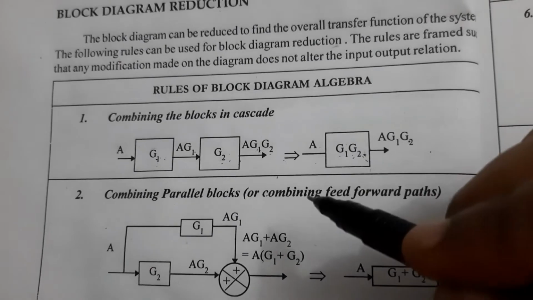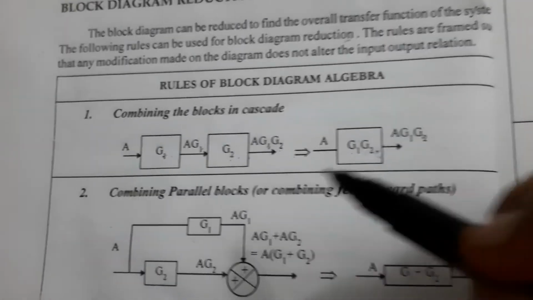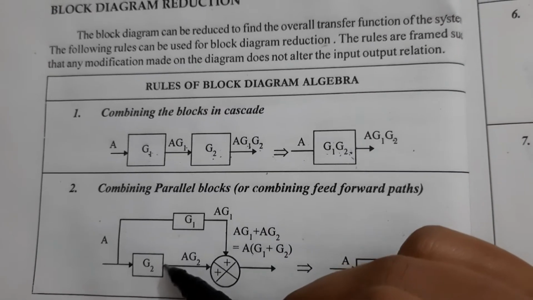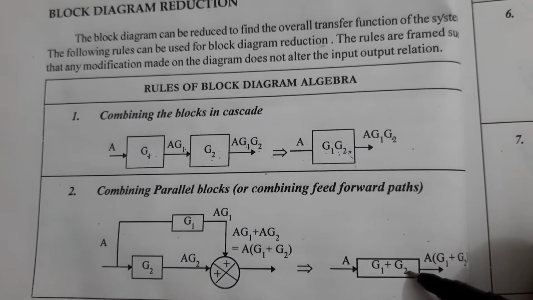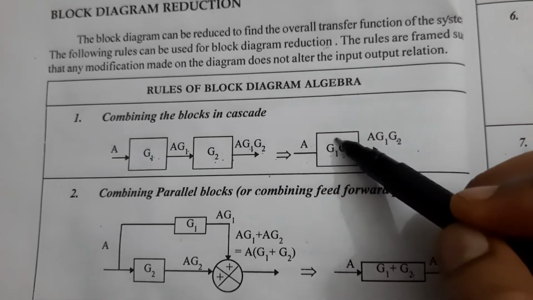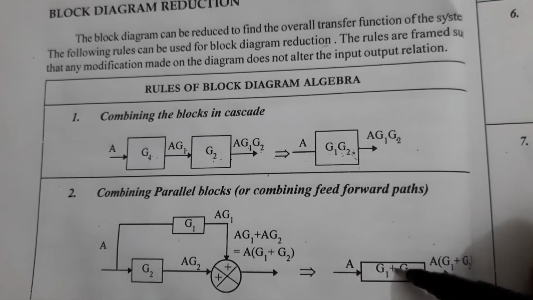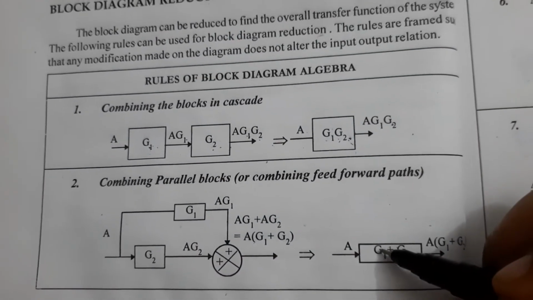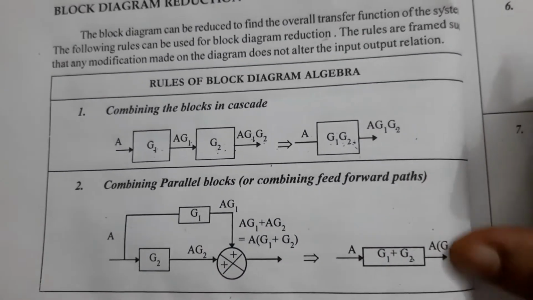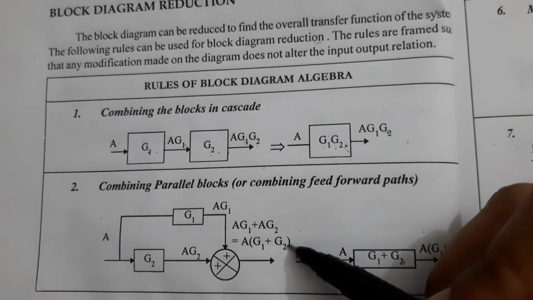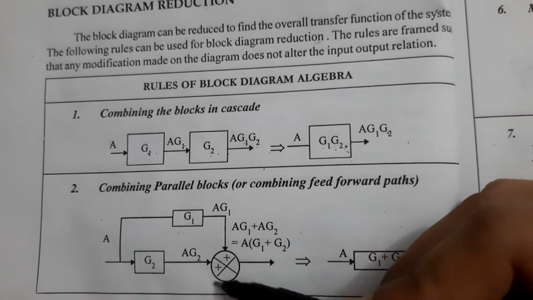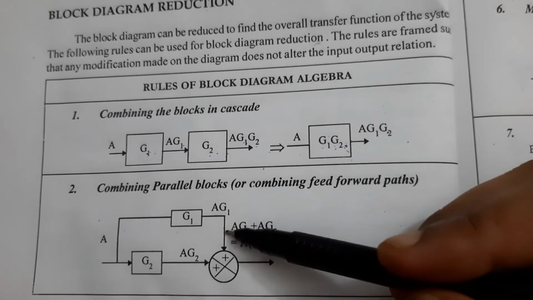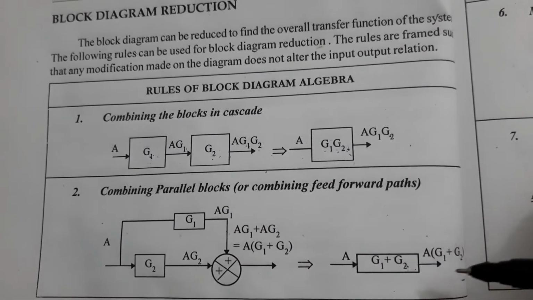The second rule is combining parallel blocks. For parallel blocks we use addition. So A1 G1 and A1 G2 are added here. Cascade connection gives a multiplication, parallel connection gives an addition. So G1 and G2 can be written as G1 plus G2, and similarly we get the result here. We can also eliminate this summing point. So this can be reduced to a single block G1 plus G2.